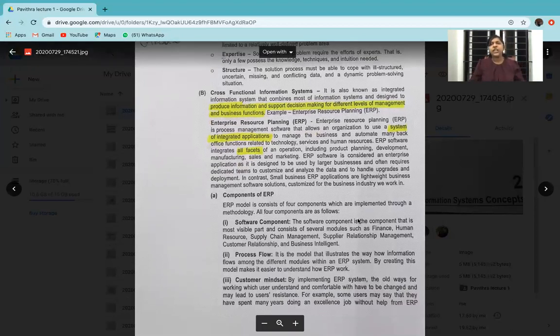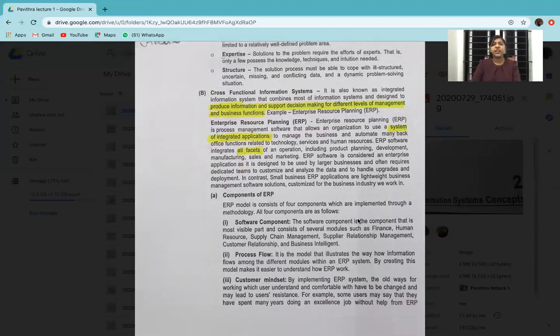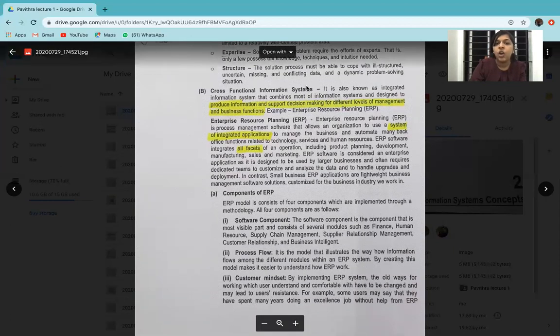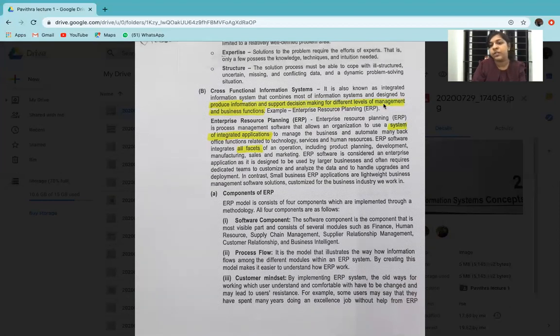Okay, and next is a cross-functional information system. Okay, we have the TPS, we have the MIS, we have the DSS, we have the EIS. Do we need everything? Should everything be a separate information system? Can I not combine all in one? Yes, you can. For that, we have the cross-functional information system. It is also known as an integrated information system that combines most of the information systems and is designed to produce information and support decision making for different levels of management.